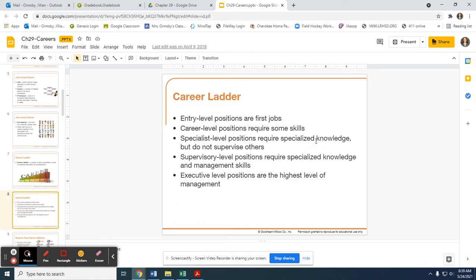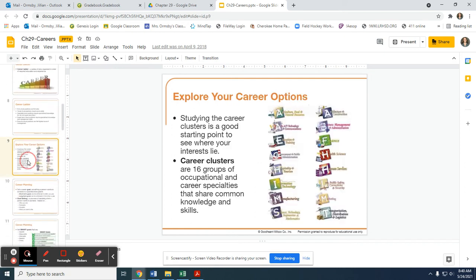So we have names for each rung of the career ladder. The first is an entry level position. Then we have a career level position. The entry level position is going to be your first job. Your career level positions are going to require some skills. Then you have a specialist position that requires some specialized knowledge, but you don't supervise others. A supervisory level is going to require specialized knowledge and management skills, and then executive level positions are going to be the highest level of management.